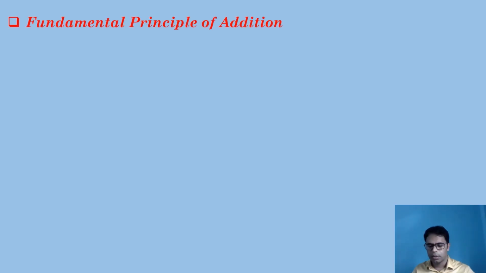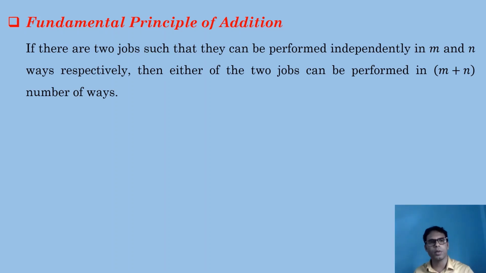You see here, fundamental principle of addition. So the addition principle tells us, you write in your copy, if there are 2 jobs, here also there are 2 jobs such that they can be performed independently. The first job can be completed in m number of ways, and the second job can be completed in n number of ways. There are 2 different jobs, and if you are to complete either of these 2 jobs, either the first job or the second job, then you are to use the addition theorem or addition principle. Either this or that.